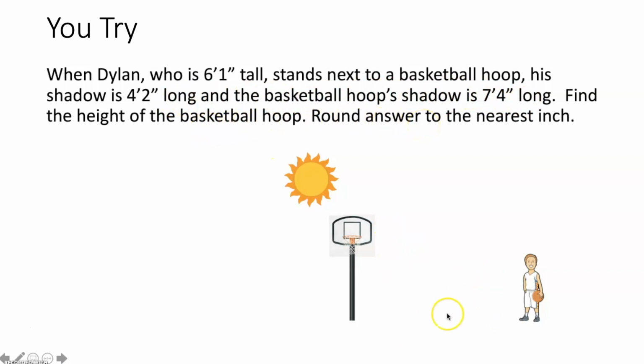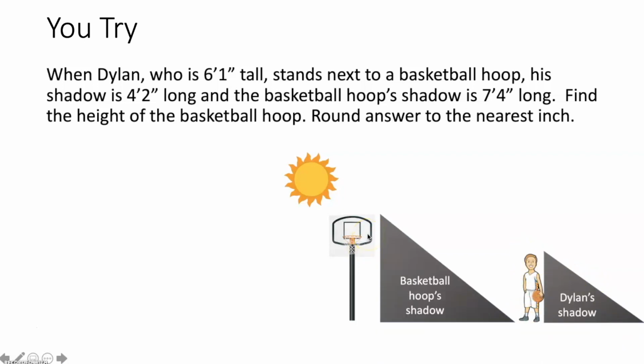So let's label our figure down here. Dylan is casting a shadow, as is the basketball hoop. We know Dylan is 6 feet 1 inch tall. We also know his shadow is 4 feet 2 inches long. We know the basketball hoop's shadow is 7 feet 4 inches long. And we want to figure out what's the height of the basketball hoop. So we'll call that x. That's what we're trying to find. So how do I do that?